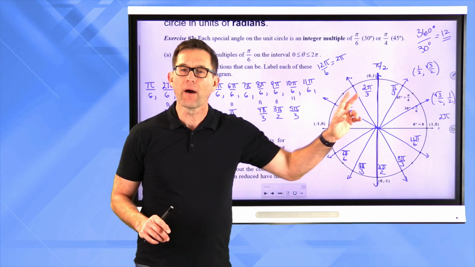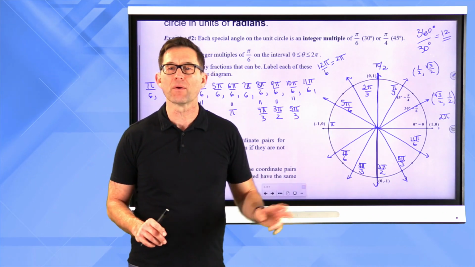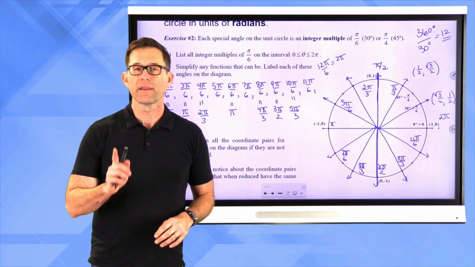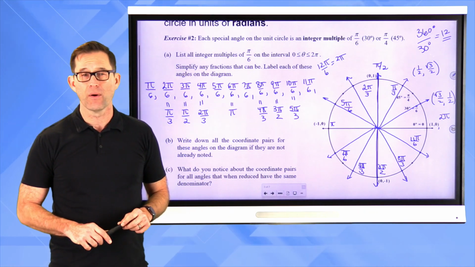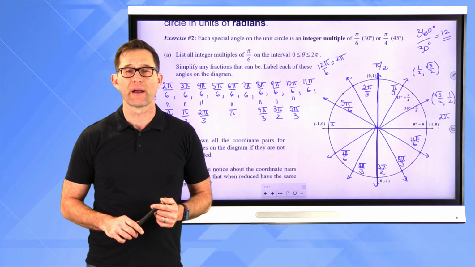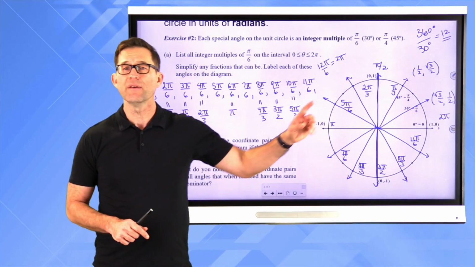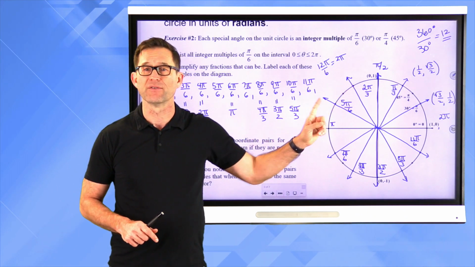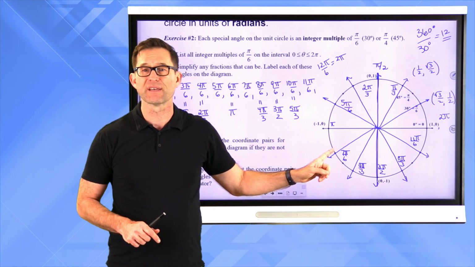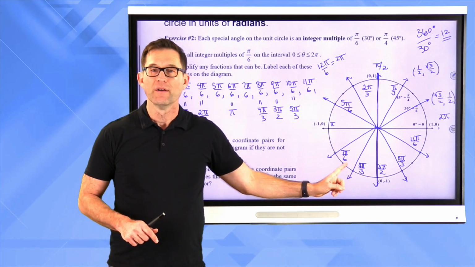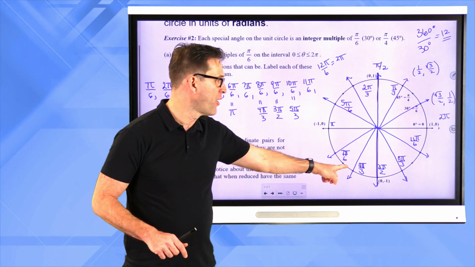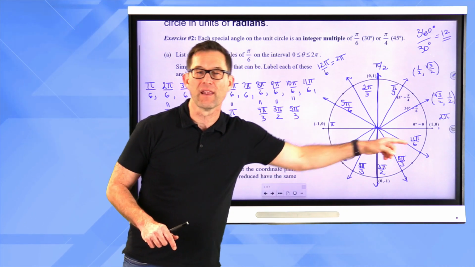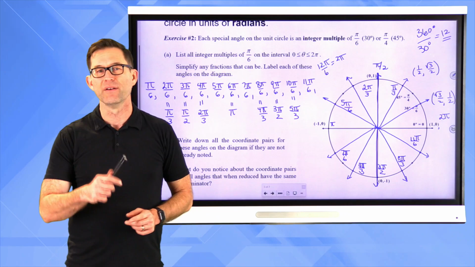Now, as we fill out all the rest of the coordinate pairs, we do it by symmetry. And I'd like you to pause the video right now, and without looking back at the unit circle diagram from a few lessons ago, see if you can now fill in the coordinate pairs at 2 pi over 3, 5 pi over 6, 7 pi over 6, 4 pi over 3, 5 pi over 3, and 11 pi over 6. Go ahead and do that.